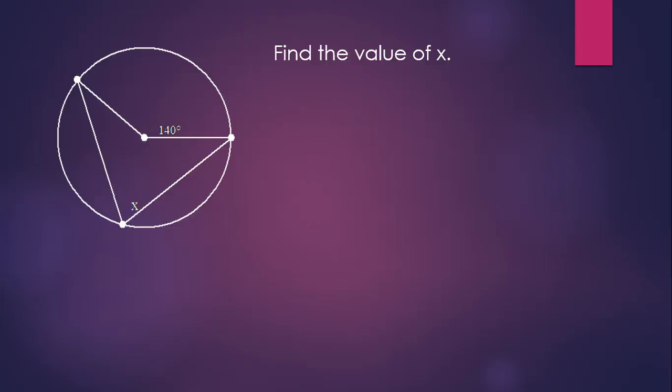Find the value of x. So what's important in this particular circle is that we have an arc that is subtended by 2 angles. The 140-degree angle has a vertex at the center of the circle, and the other angle that measures x degrees has a vertex that's on the circle. Because of that, we know that the 140-degree angle has to be twice the measure of the angle that's labeled x, which means x has to be a 70-degree angle.